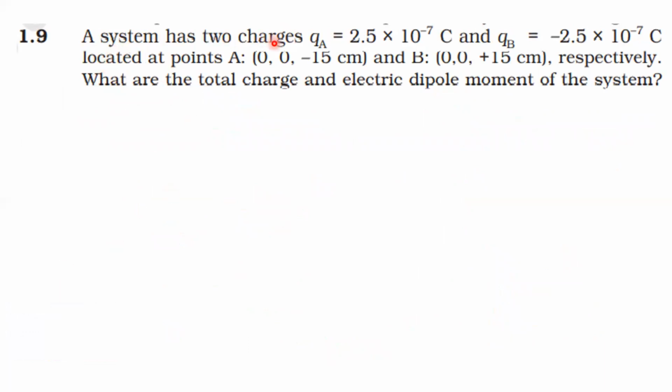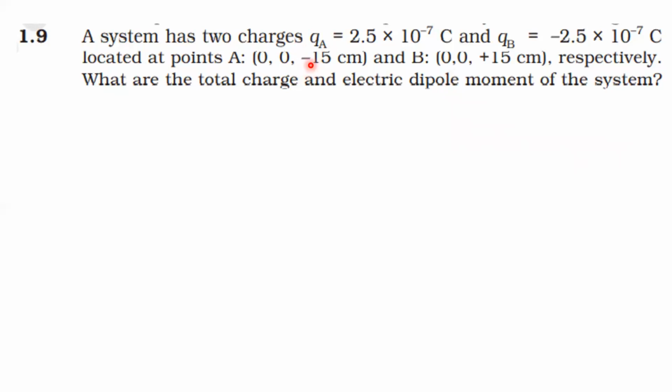A system has two charges, QA equal to 2.5 into 10 power minus 7 Coulomb and QB equal to minus 2.5 into 10 power minus 7, located at points 0, 0, minus 15 centimeter and 0, 0, 15 centimeter respectively. What are the total charge and electric dipole moment of the system?